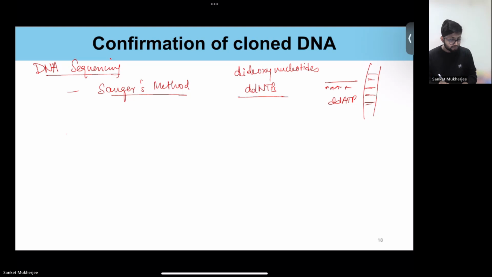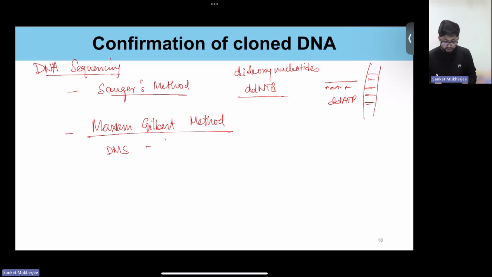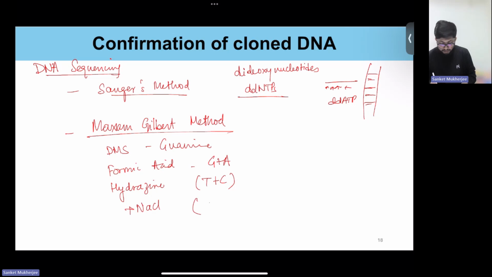Another method is Maxam-Gilbert sequencing. Here there are base specific reactions. For example, dimethyl sulfate reacts with guanine. Similarly, formic acid reacts with guanine and adenine. It cuts basically there. Then there is hydrazine, which cuts at thymine and cytosine. And if you add NaCl to it, it only cuts at cytosine, right?